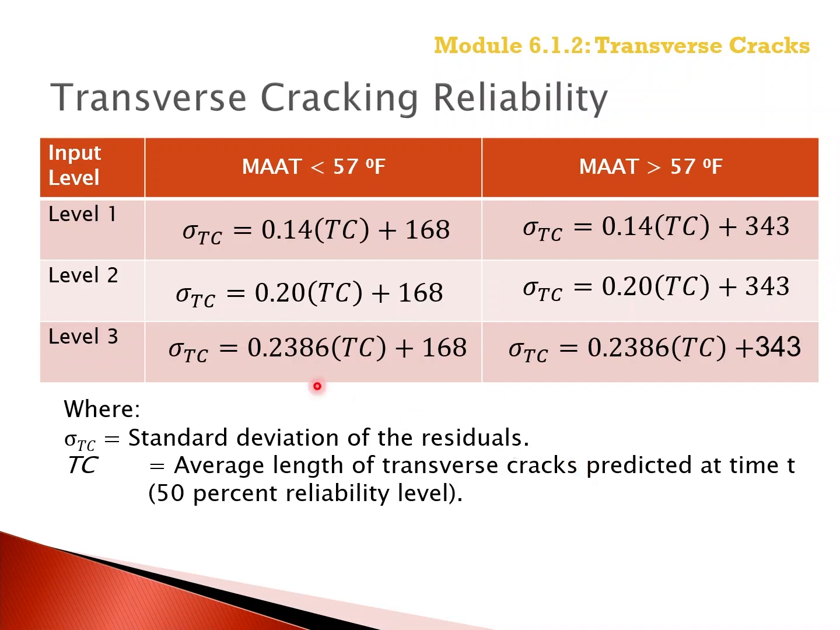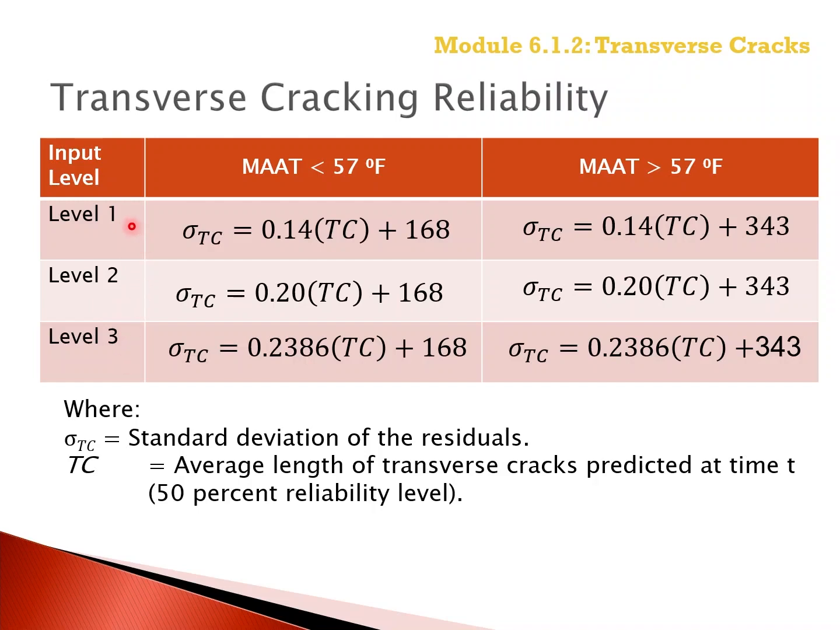Now remember, input level 1 uses laboratory measured indirect tensile creep compliance and strength values, while input level 3 uses the calculated or predicted indirect tensile creep compliance and strength values using the regression equations embedded in the Pavement ME design software. There definitely is a bias between input levels 1 and 3.